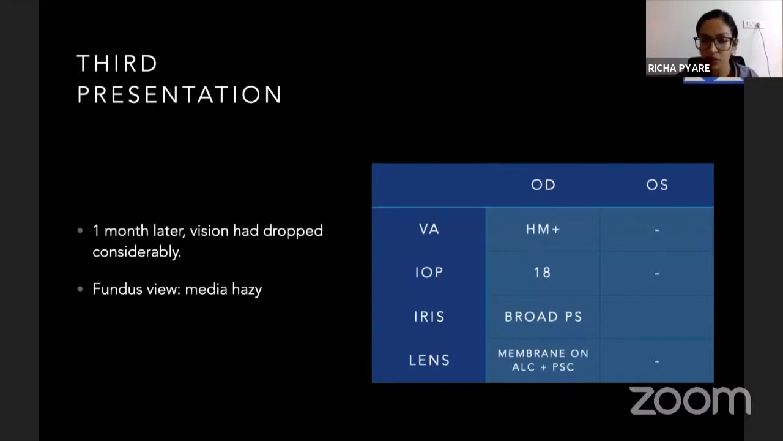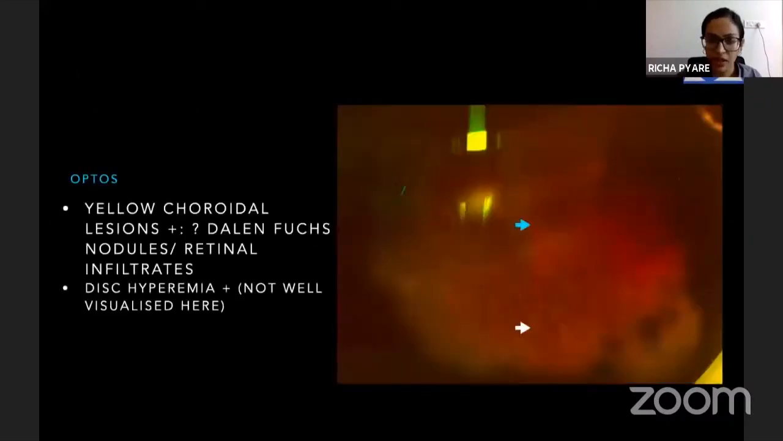Broad synechiae precluded the view of the retina beyond the posterior pole. An Optos image had to be obtained to assess the fundus. This is the Optos image. It showed multiple yellow choroidal lesions suggestive of either Dalen-Fuchs nodules or retinal infiltrates. There was disc hyperemia as well, which was not very well visualized in this particular image.